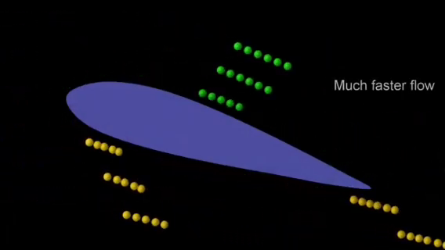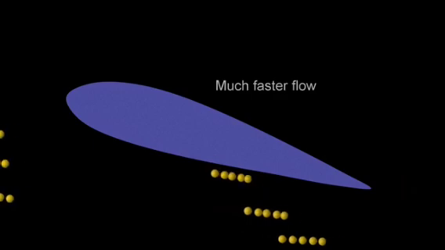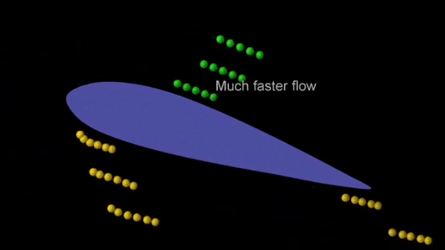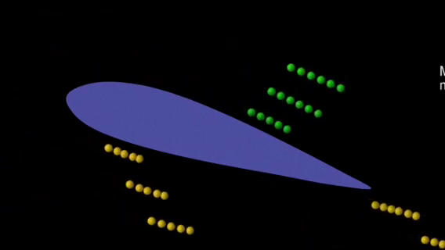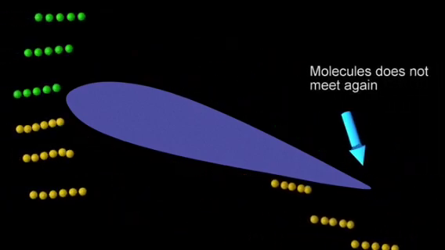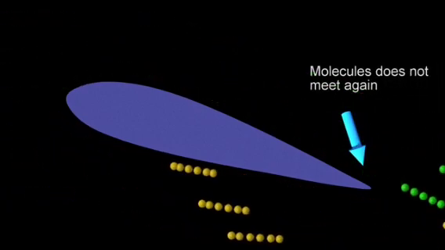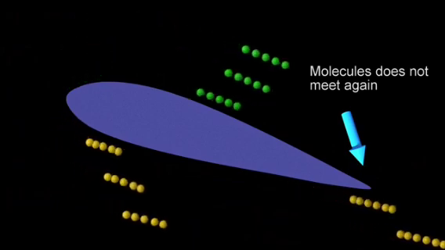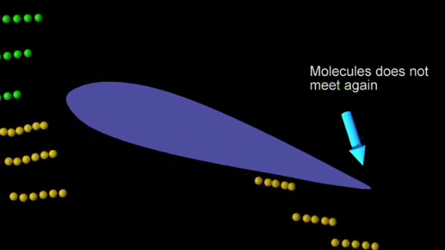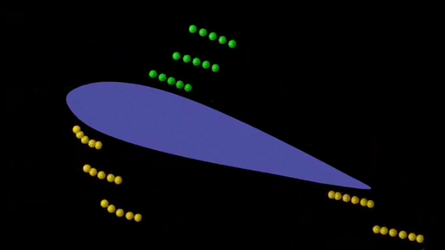Experiments show that the flow is much faster over the top of the airfoil than the speed required to have the molecules meet up at the trailing edge. And the non-physical assumption made in the theory that molecules meet at the trailing edge is found to be wrong. Thus, the lift predicted by the equal transit theory is much less than the observed lift, because the velocity on the top of the wing is much higher than estimated by this theory.